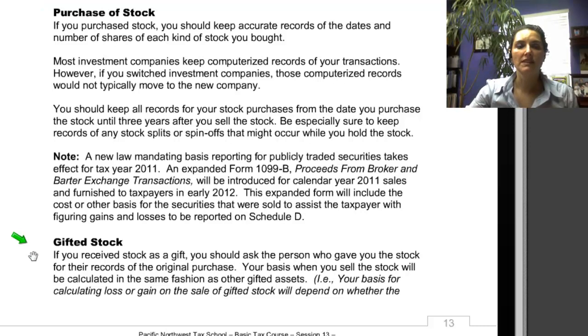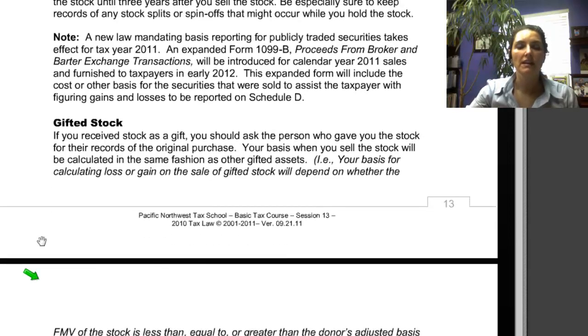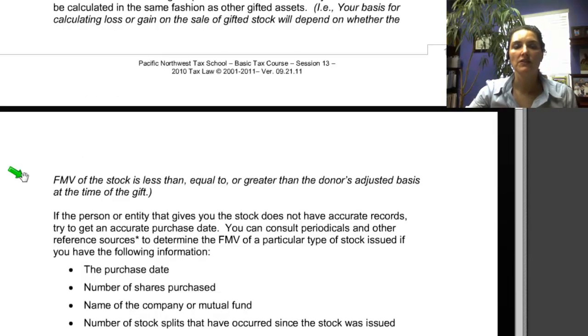Gifted stock. If you receive stock as a gift, you should ask the person who gave you the stock for their records of the original purchase. Your basis when you sell the stock will be calculated in the same fashion as other gifted assets. That is, your basis for calculating loss or gain on the sale of gifted stock will depend on whether the fair market value of the stock is less than, equal to, or greater than the donor's adjusted basis at the time of the gift.